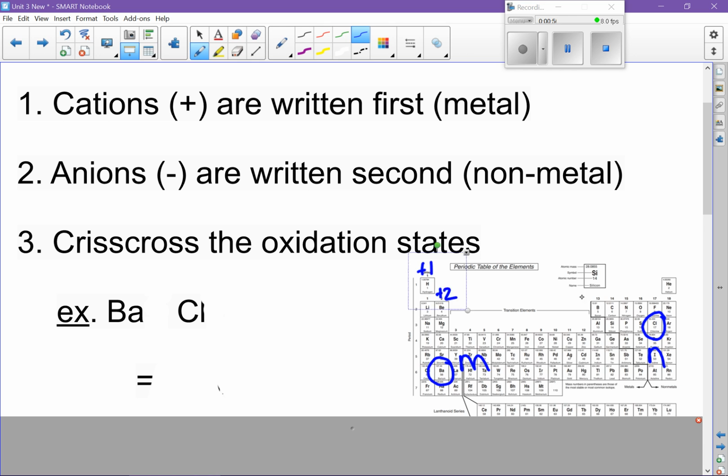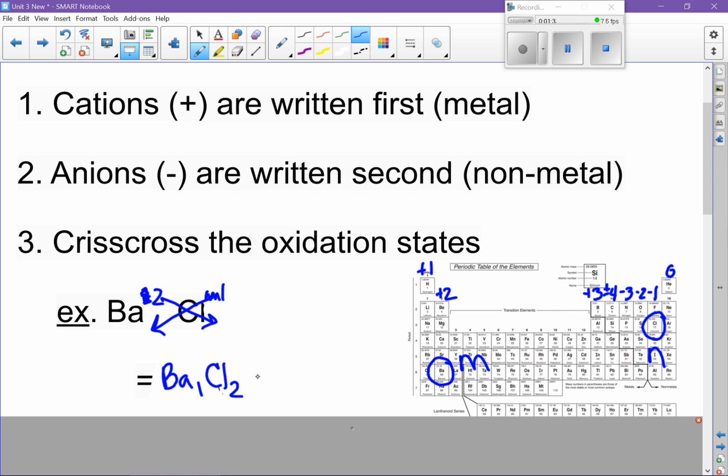+1, +2, +3, ±4, -3, -2, -1, and 0. So barium is in group 2, which means that it has a +2 charge, and Cl is in the -1. So crisscross means you write those charges in, and then they fall down, they swap and drop. And when they do that, their charges go away. So now I have Ba with the 1 from Cl on it, and Cl now has the 2 from barium.